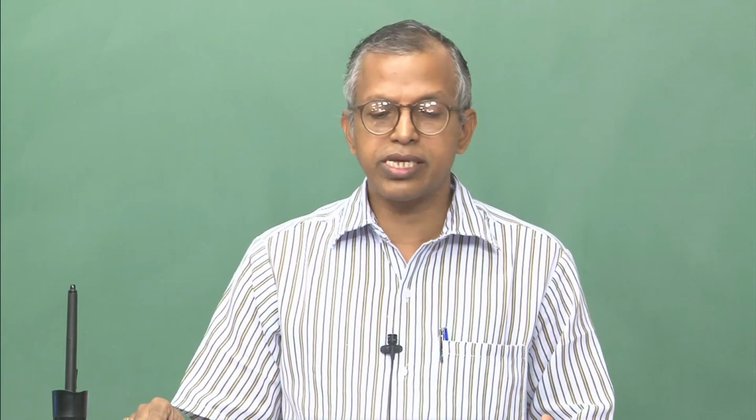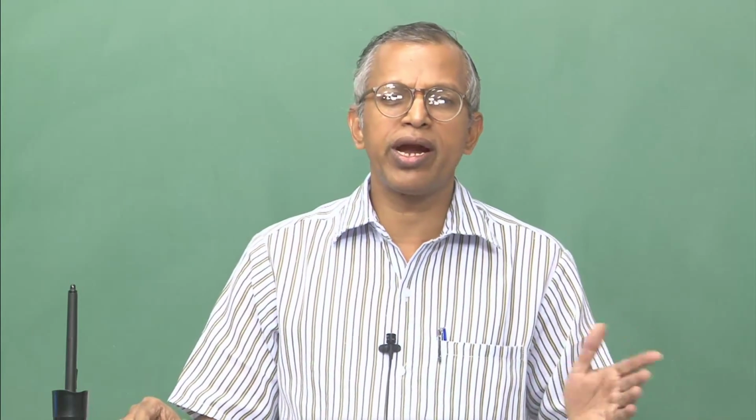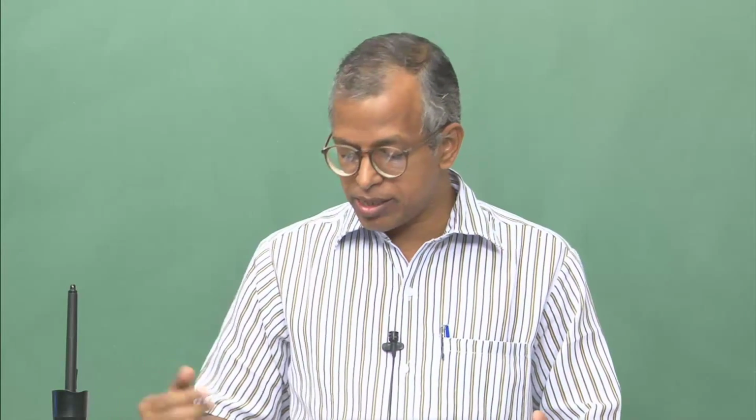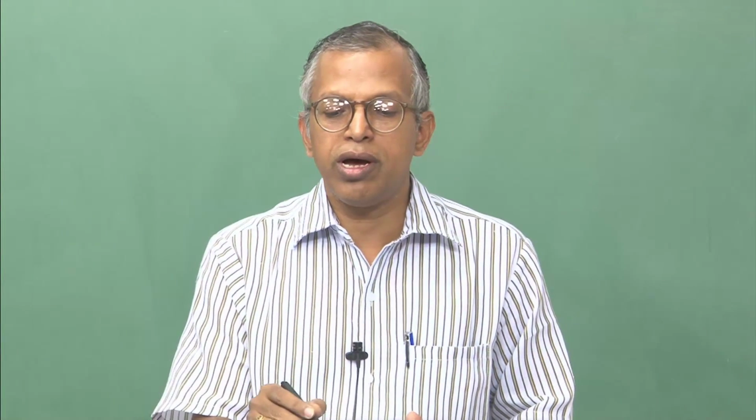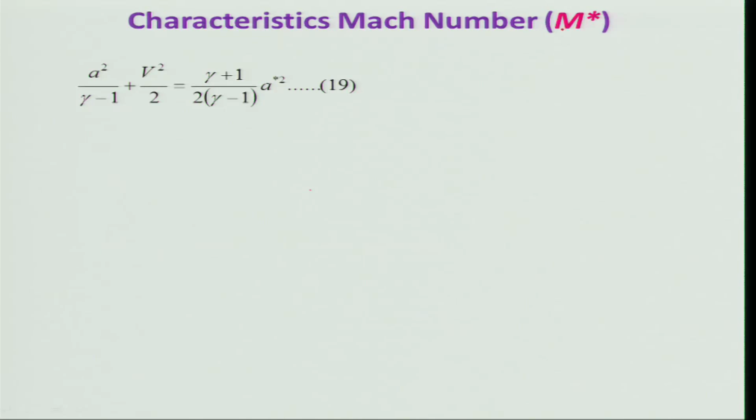Now, we will discuss the characteristic Mach number that we had earlier defined and express the energy equation that we had derived. That is basically a square divided by gamma minus 1 plus v square divided by 2 is equal to gamma plus 1 divided by 2 into gamma minus 1 times a star square. What it indicates, as I told earlier, is that this characteristic speed of sound remains constant along a streamline, and we need to express this equation in terms of the characteristic Mach number, right.